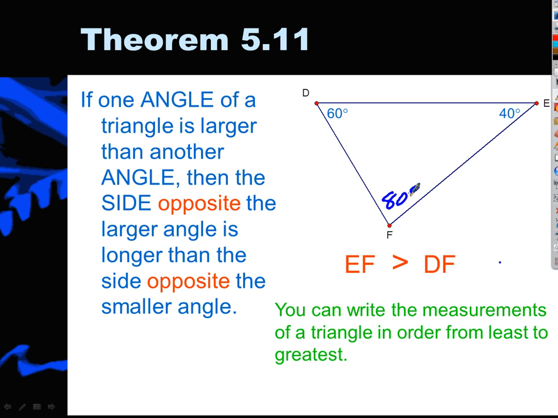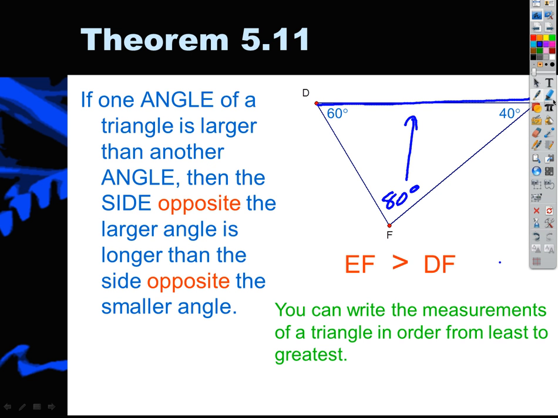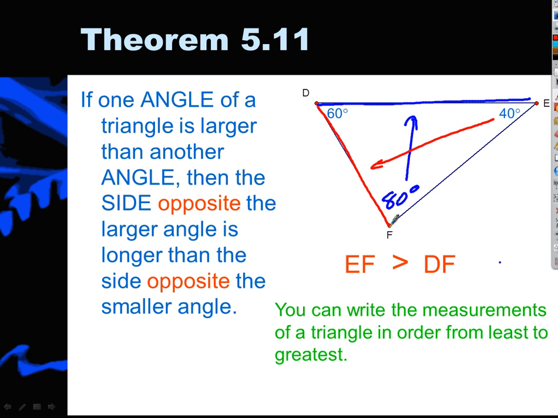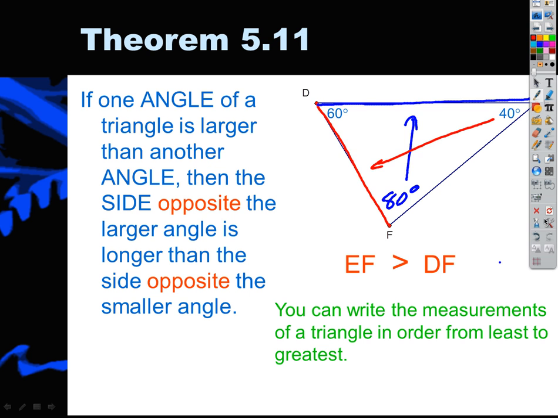Okay, good. So if that's 80 degrees, that's the biggest angle, so it has to be looking across the triangle at the longest side. So the longest side is DE. Good. The smallest angle is obviously 40, so 40 has to be looking across the triangle at the shortest side. Okay, make sense? No big deal.